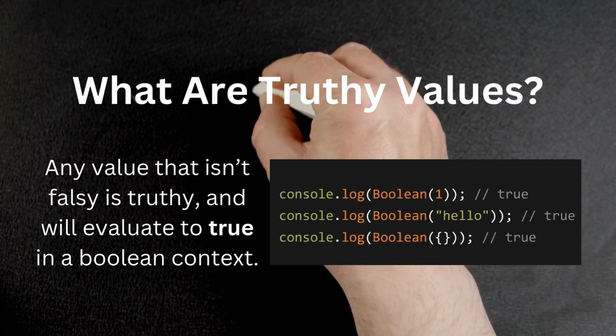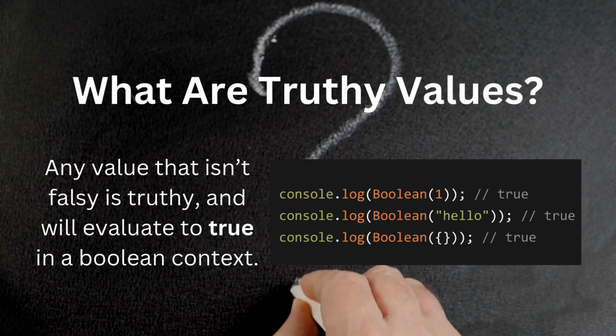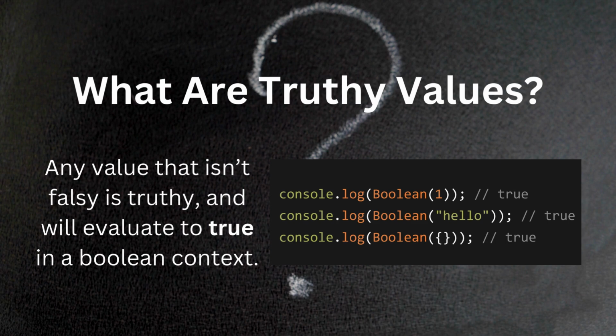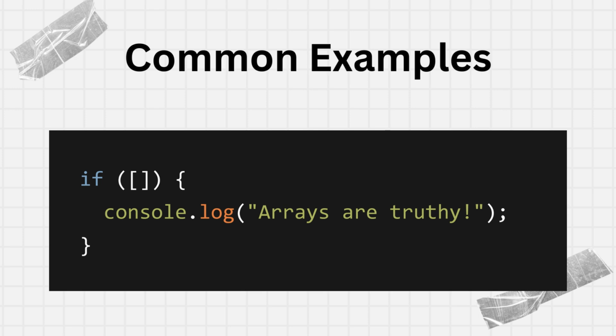What are truthy values? Any value that isn't falsy is truthy and will evaluate to true in a Boolean context. Let's look into some common examples. Empty strings are falsy, but any non-empty string is truthy. Even arrays and objects, even empty ones, are truthy.